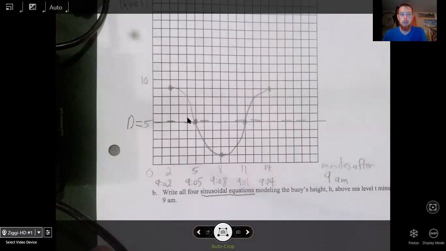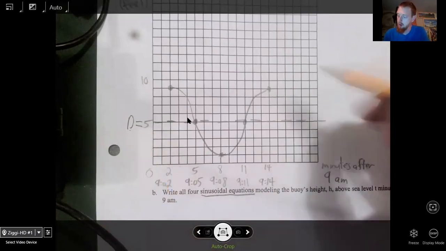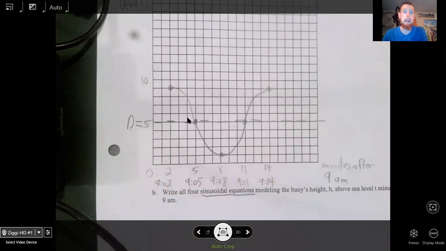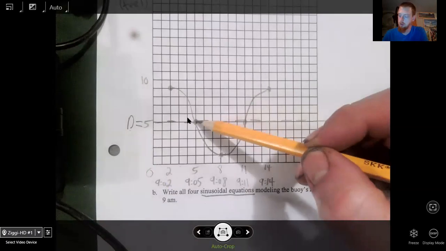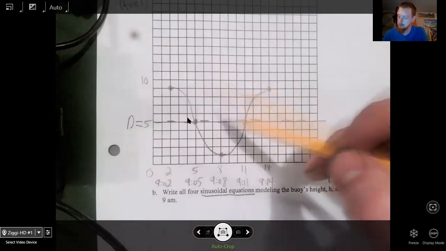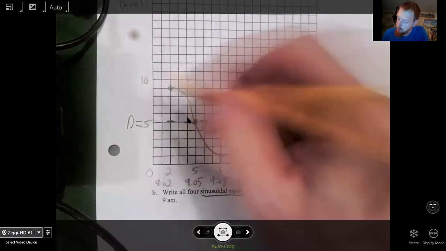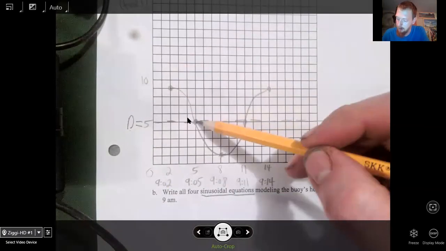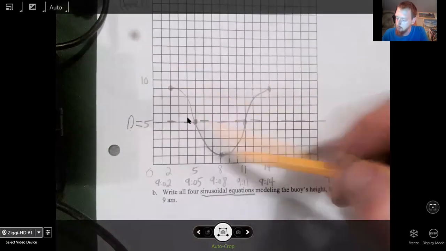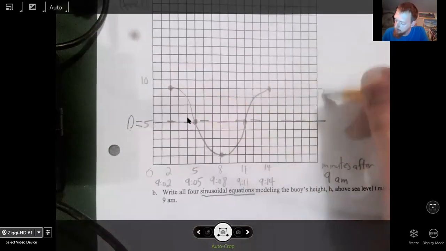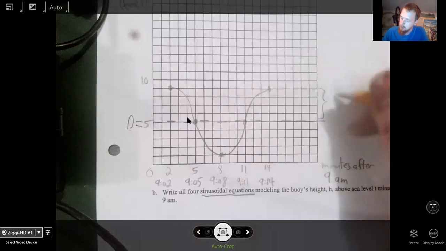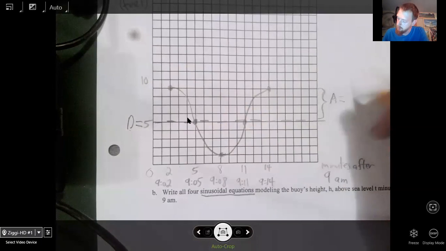Well, you might notice that I've only got one of the parameters that we talked about when we were talking about transforming sinusoidal functions. We said that we wanted to know what A was. A is the amplitude, right? How far is it from the line of symmetry to the maximum point? How far is it from the line of symmetry to the minimum point? So that amplitude, from 5 up to 9, or from 5 down to 1, is 4 feet. So I'm going to put A equals 4 feet.